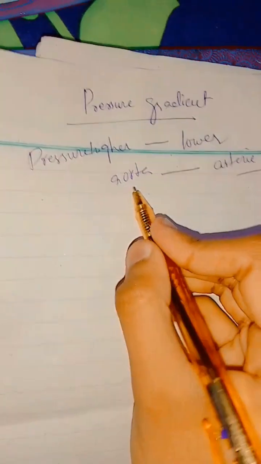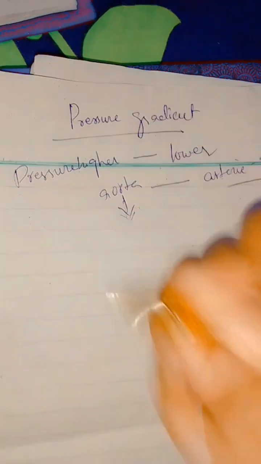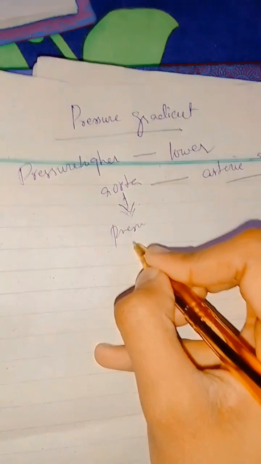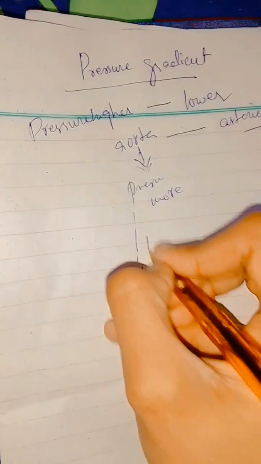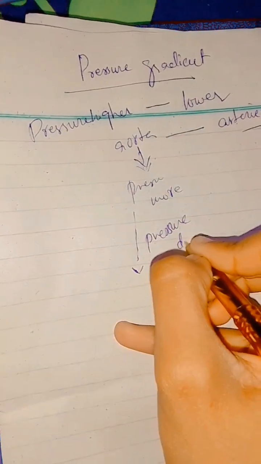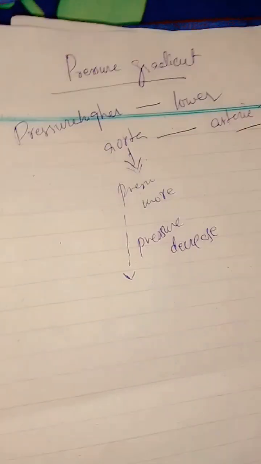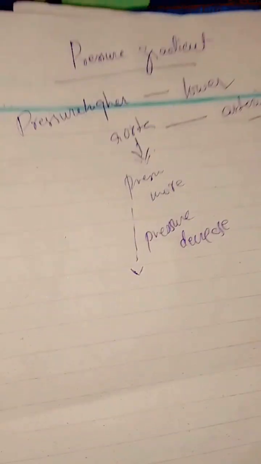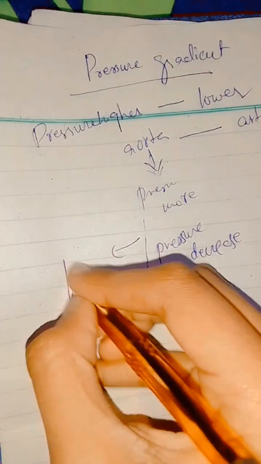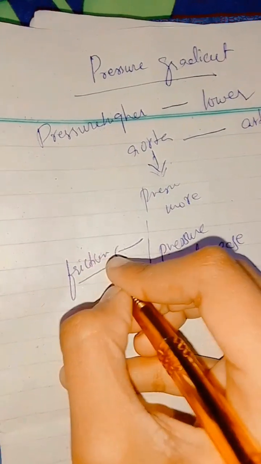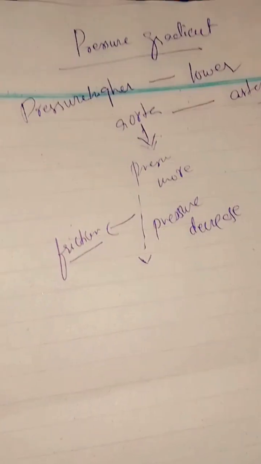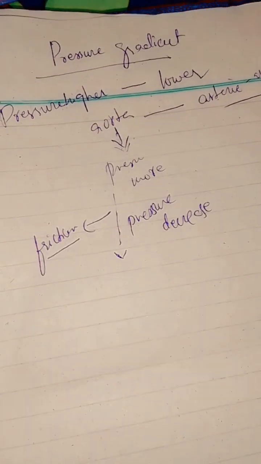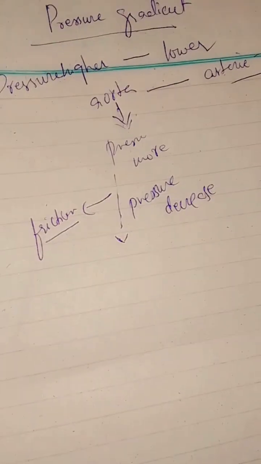As I said, the pressure is more in the aorta. As the blood moves away from the heart, gradually, the pressure decreases. Why is the pressure decreasing? That's the question. Because of the friction between the walls and the capillaries, the pressure decreases as the blood moves away from the heart.